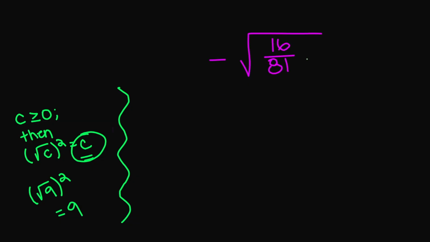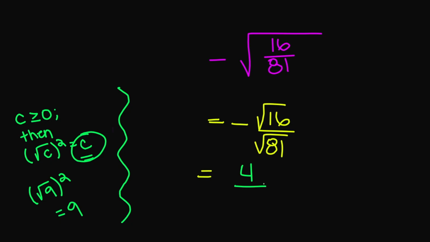We have negative square root of 16 over 81. In my numerator, we have the square root of 16. In my denominator, we have the square root of 81. The square root of 16 is 4. And then in your denominator, the square root of 81 is going to be 9. However, do not forget that you do have a negative sign on the outside that you need to include in your answer. So your final answer here is negative 4 over 9.